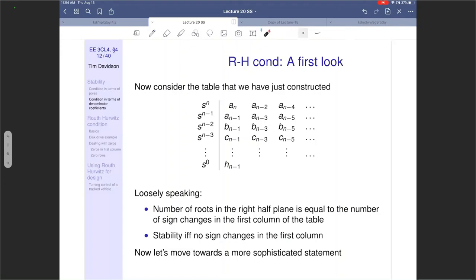Now, once you build this entire table, all you have to do is look at the number of sign changes in this particular column.